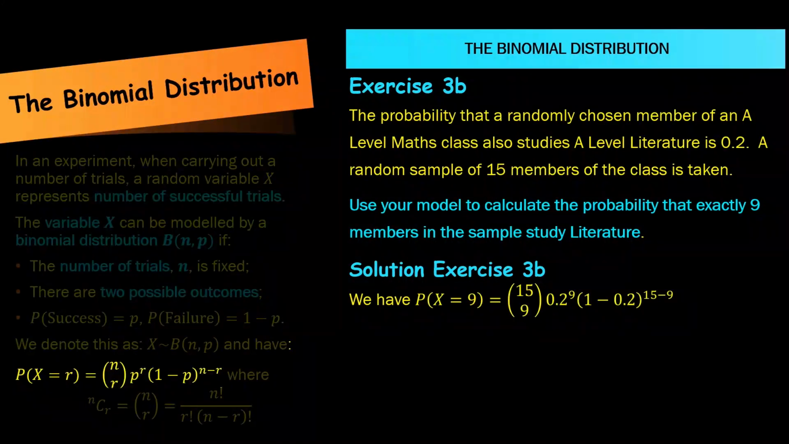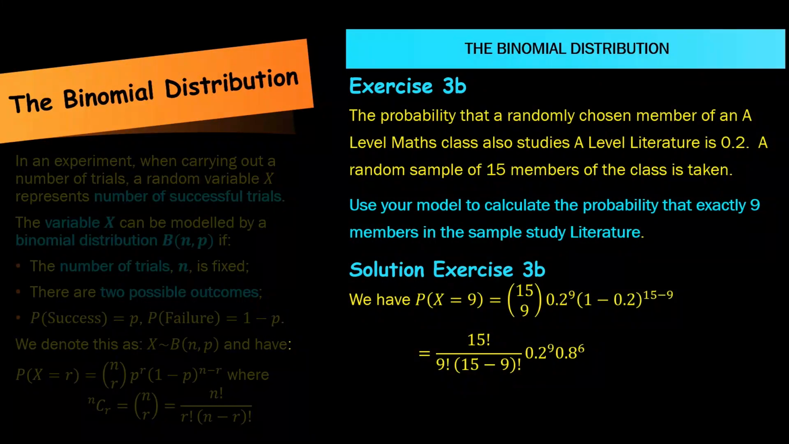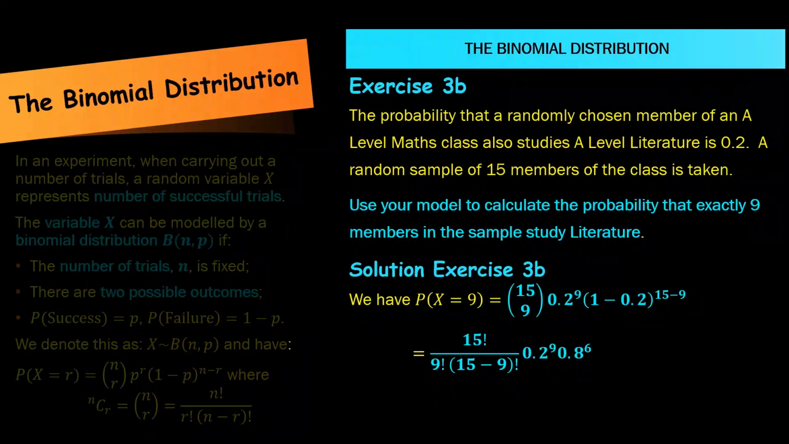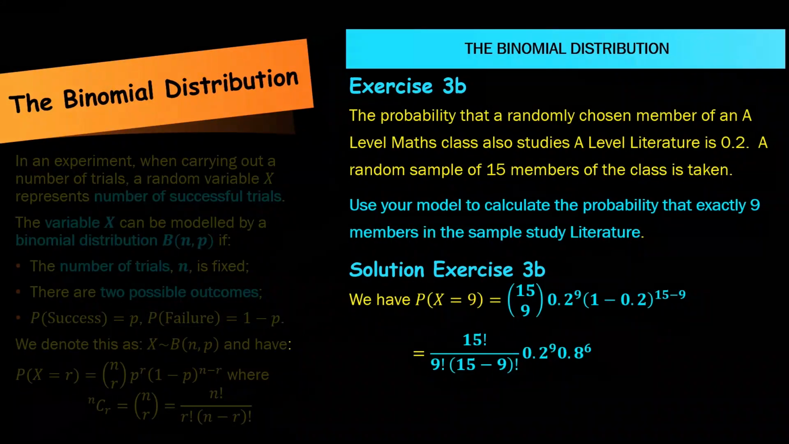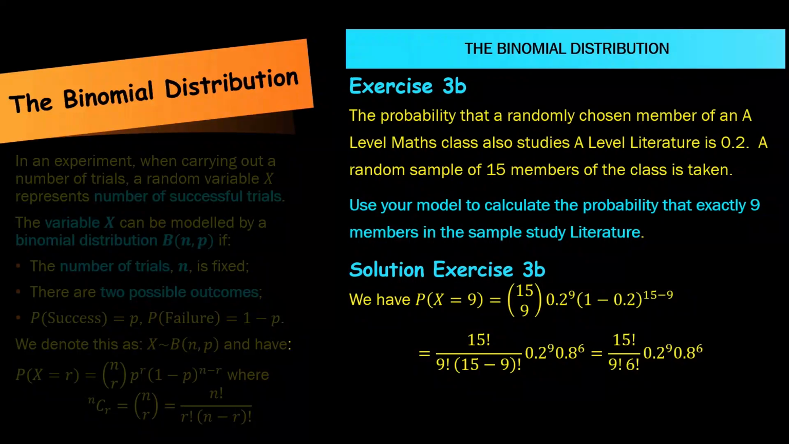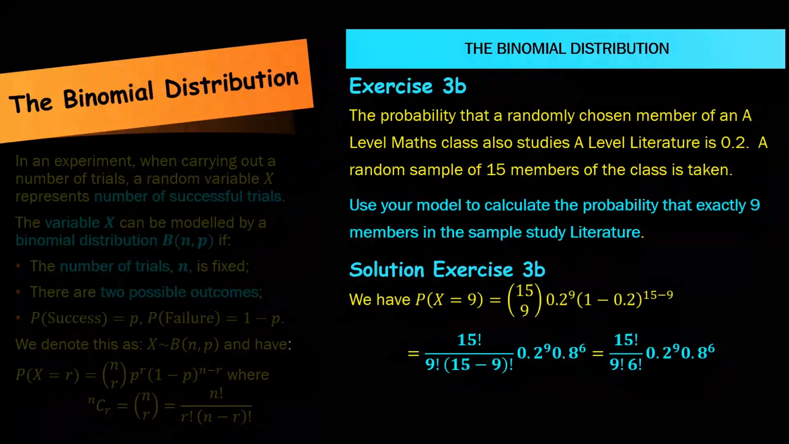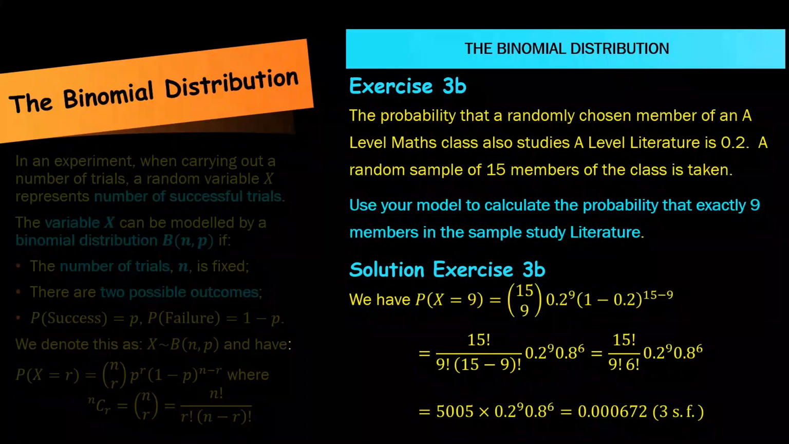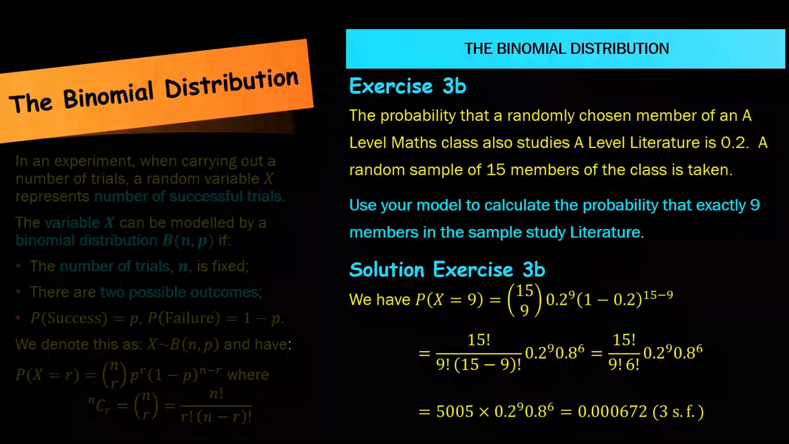And this of course gives us 15 factorial over 9 factorial times 15 minus 9 factorial times 0.2 to the power 9 times 0.8 to the power 6. Which equals 0.000672 to 3 significant figures.